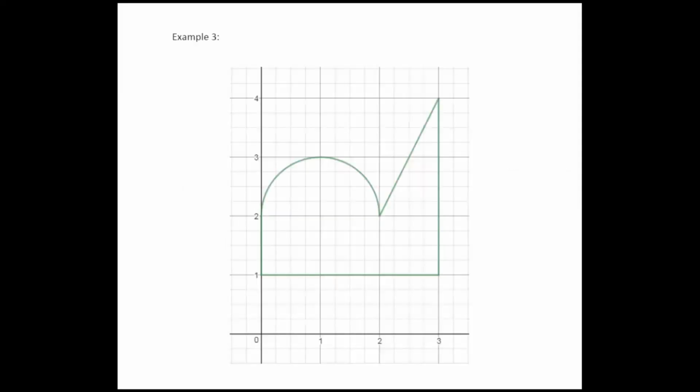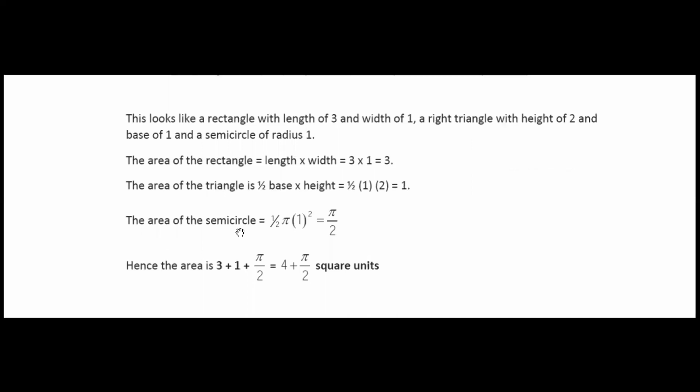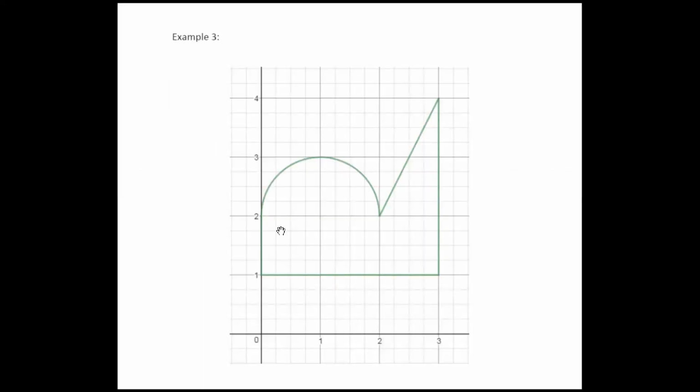Let's look at example 3. Well, this is a region bounded by, look at, well, it contains what looks like a rectangle, which it does. It's a rectangle that's 3 units wide and 1 unit tall or high. So we find that area. It's 3 times 1. This is a triangle whose height is 2, whose base is 1. So 1/2 base times height.